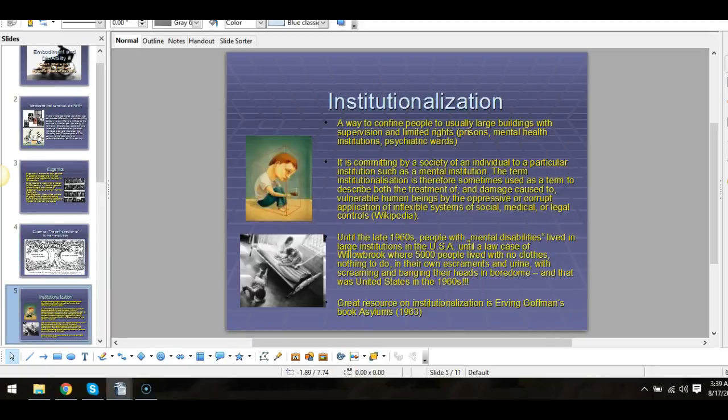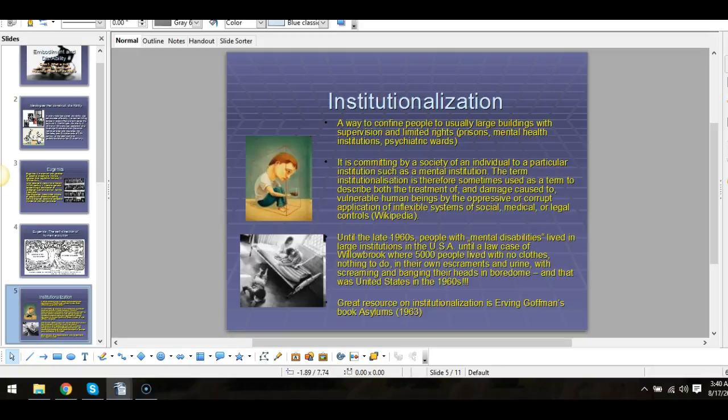Another ideology that developed in our times is institutionalization. That is a way to confine people to usually large buildings with supervision and limited rights, such as prisons, mental health institutions, or psychiatric wards. It is committing by a society of an individual to a particular institution, such as a mental institution. The term institutionalization is therefore sometimes used to describe both the treatment of and damage caused to vulnerable human beings by the oppressive or corrupt application of inflexible systems of social, medical, or legal controls.